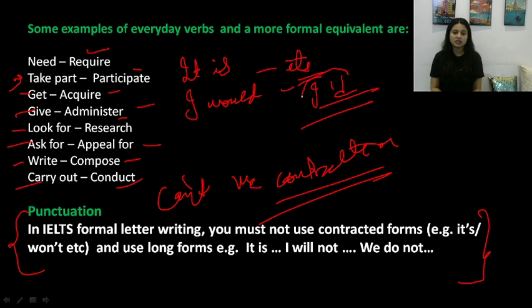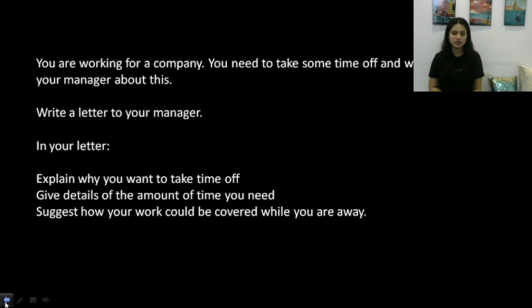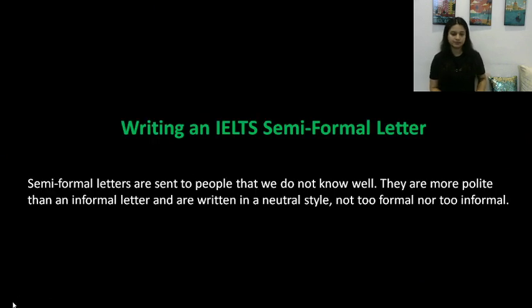Why? Because these are considered casual. This is the casual written usage of the terms. That's why try to use this formal way. Write I would in full rather than I'd. But in your other writing task, you must use contractions. So I just want to make this clear to you. You should not have a confusion.